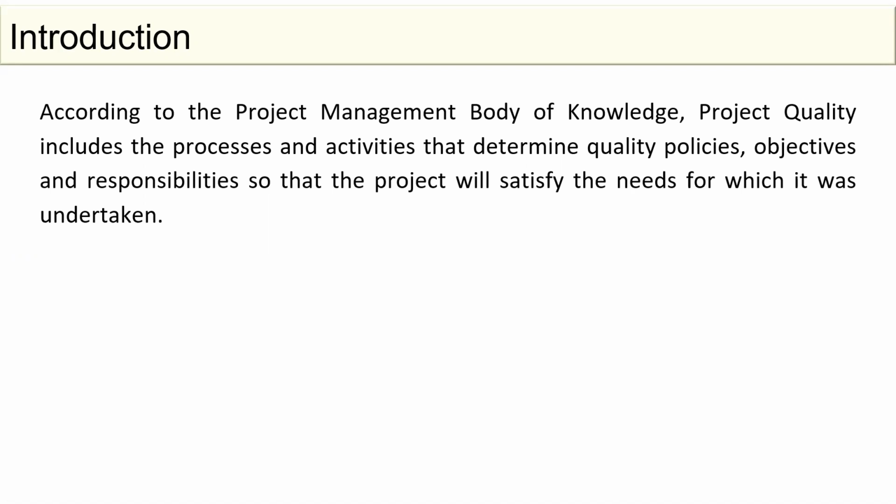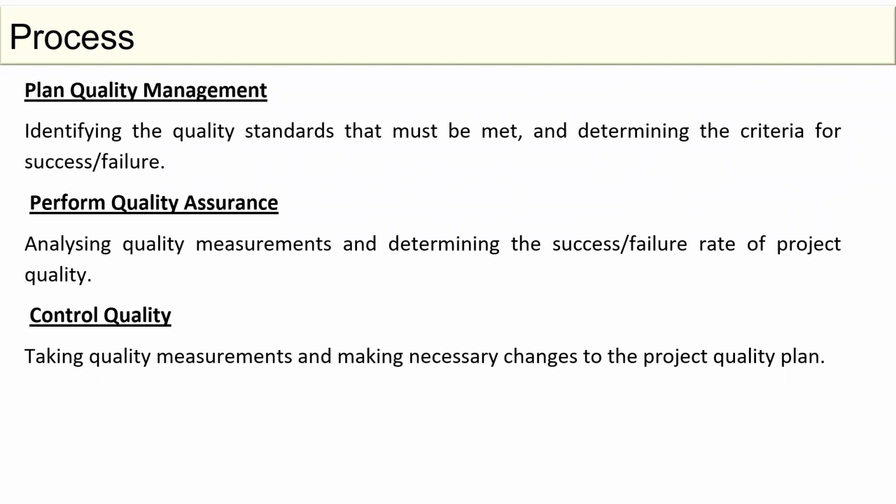Quality policy or objectives of the project. Objectives and responsibility so that the project will satisfy the needs, which means every project should have its own quality. Quality is not only the objective to complete the project; it must also maintain or control the quality of the project. Processes of quality control.